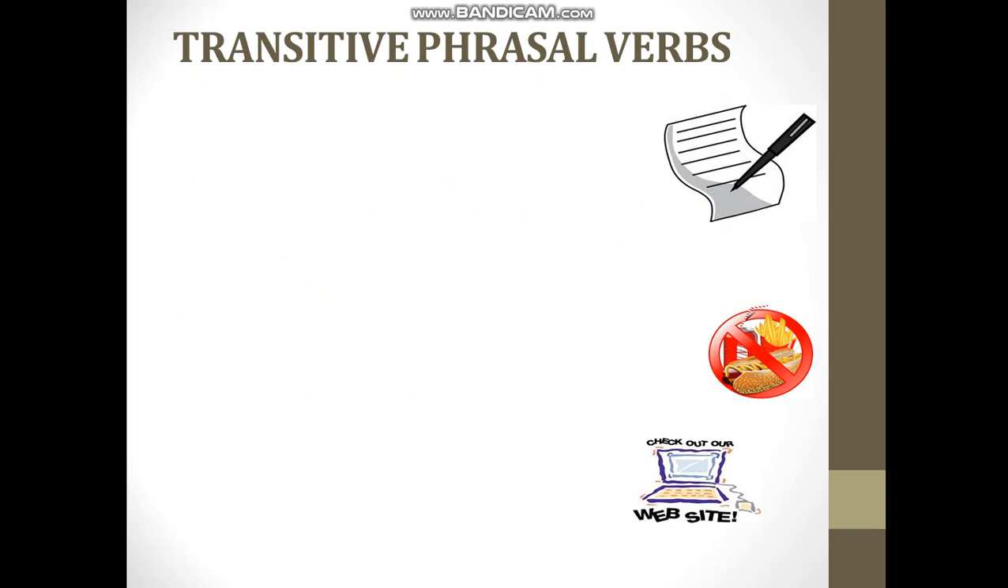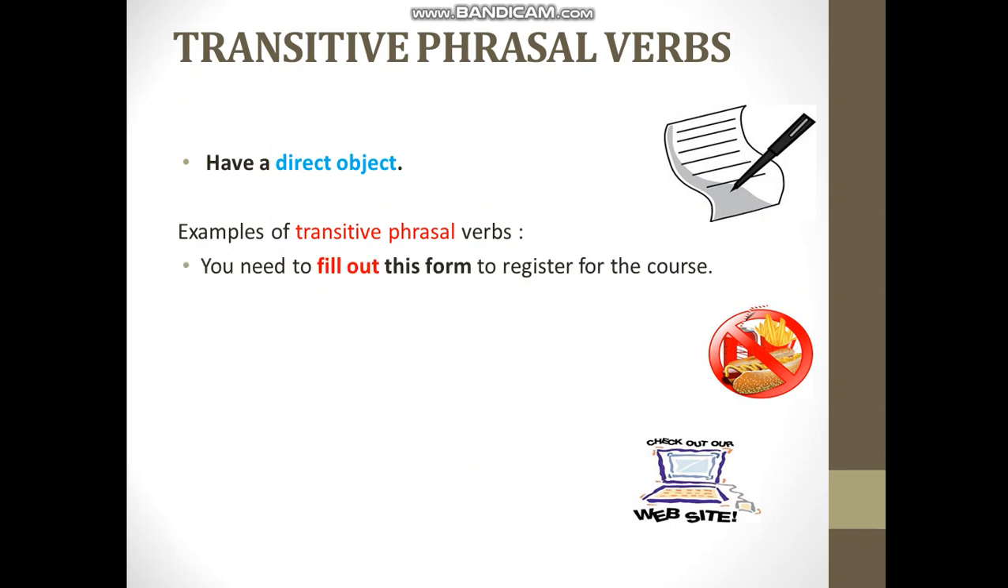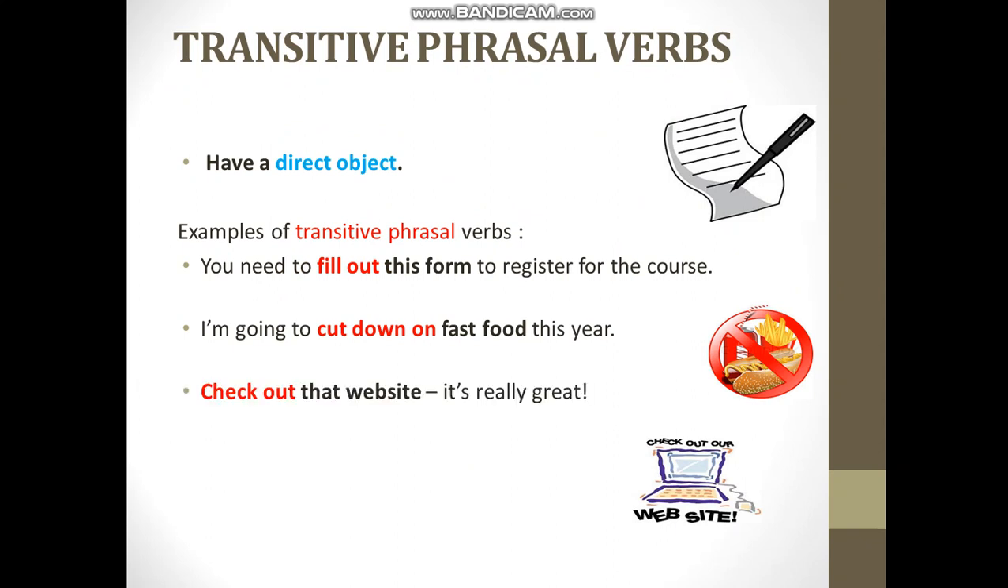Transitive phrasal verbs have a direct object. Let's see some examples. You need to fill out this form to register for the course. I'm going to cut down on fast food this year. Check out that website, it's really great.